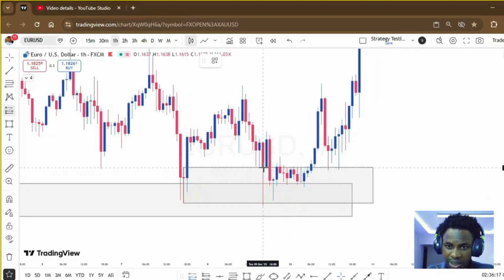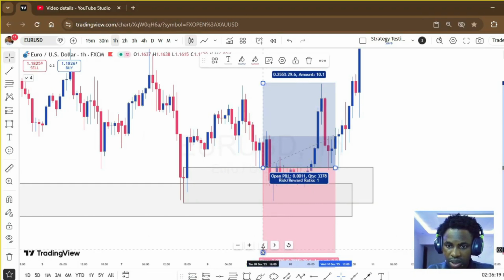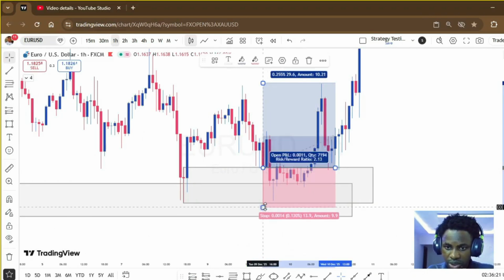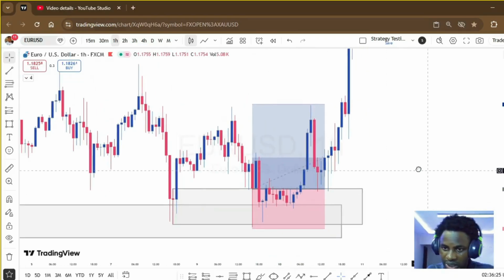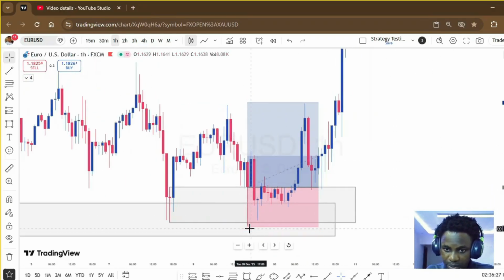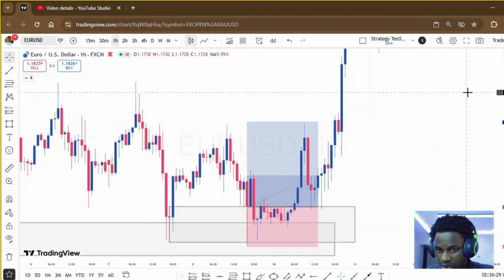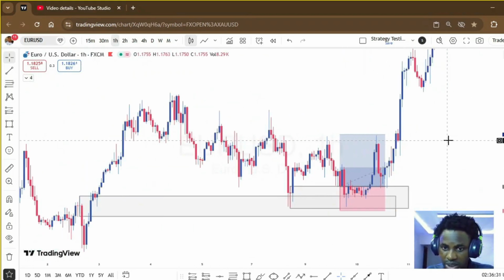So we just set the pending order above that area. We're just going to put our stop loss below that zone a little bit. Like I always tell you, always make sure you add a few pips below it. That's very important. If you didn't have a few pips below it now, that would have been a stop loss trade. So always add a few pips below it.